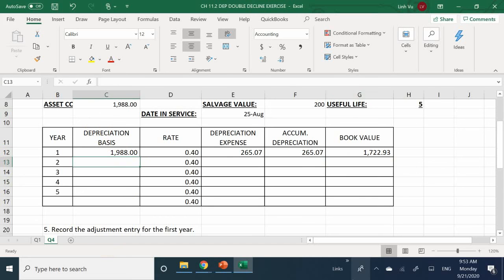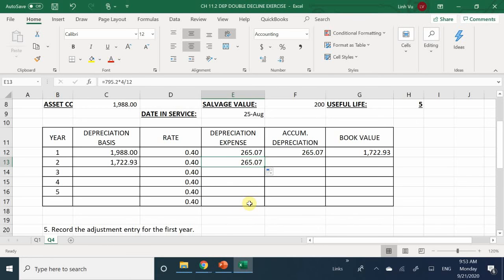So what's my depreciation basis going to be for the second year? 1,722.93. Good. And then we're going to multiply this by 40% to get what for my second year? Okay, there we go. Calculate again. That's fine. What'd you get, Lynette? I just calculated for the year. I got 6,917, something.